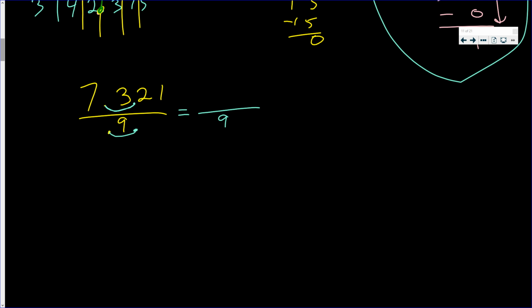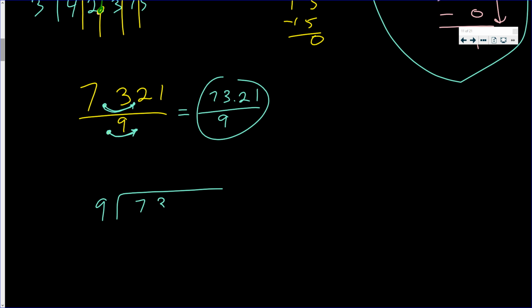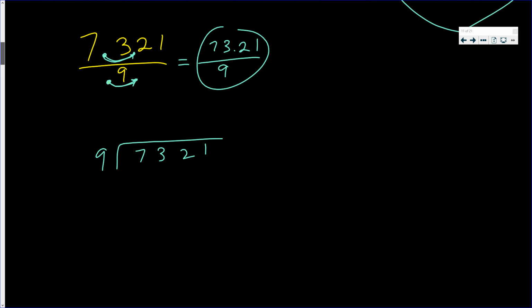Oh yeah, I remember. If I move the decimal in one of the numbers, I have to do the same to the other number, the top number in this case. I move the decimal 1 place to the right, so now I have to move the decimal 1 place to the right. Now it becomes standard division. 9 into 7321. I won't even write down the decimal.